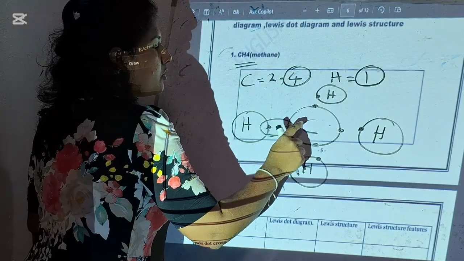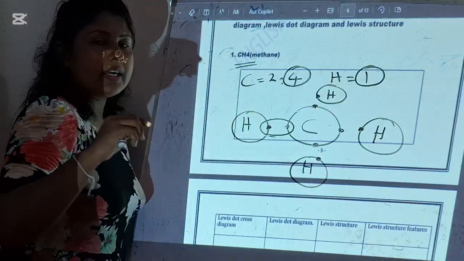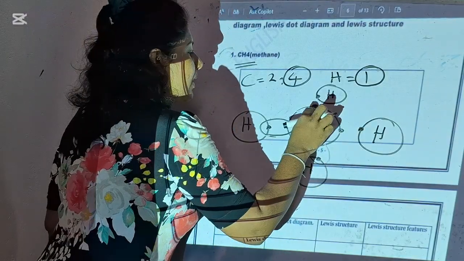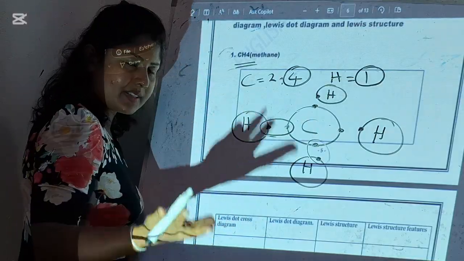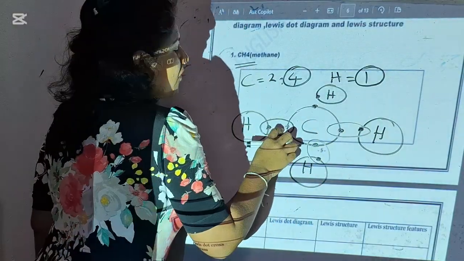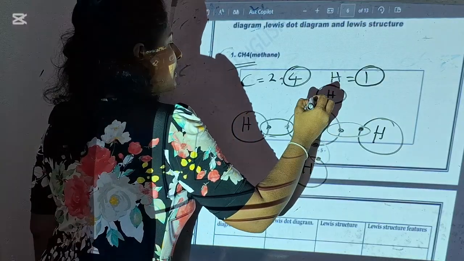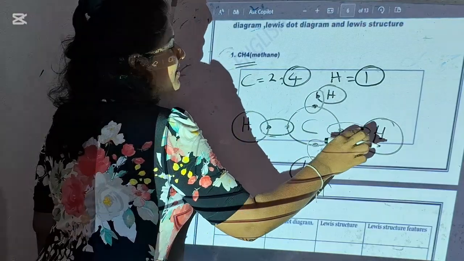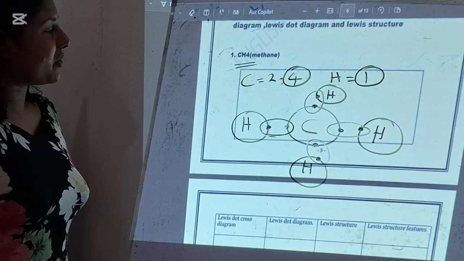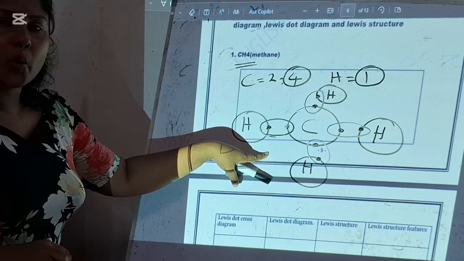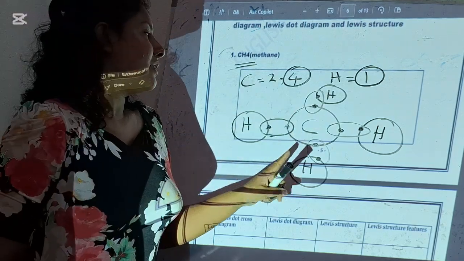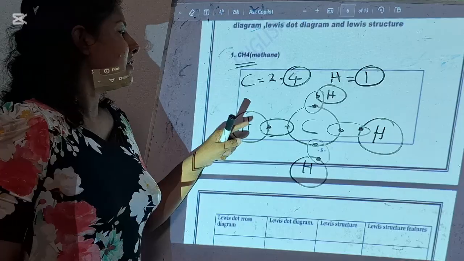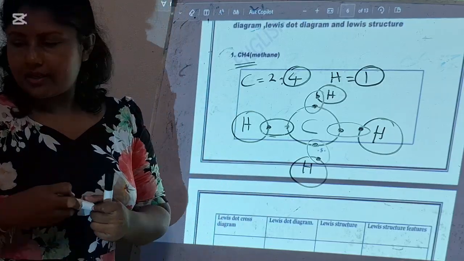1, 2, 3, 4, 5 around carbon. Another bond: 1, 2, 3, 4, 5, 6. Another bond: 7. Another bond: 1, 2, 3, 4, 5, 6, 7, 8. Now we know the structure. Around carbon there are 4 covalent bonds, and around each hydrogen only 1 covalent bond.